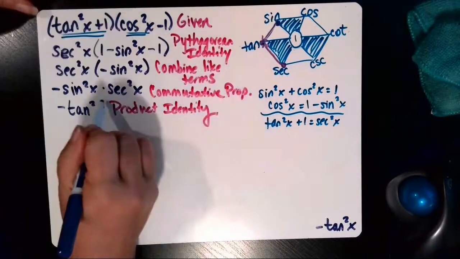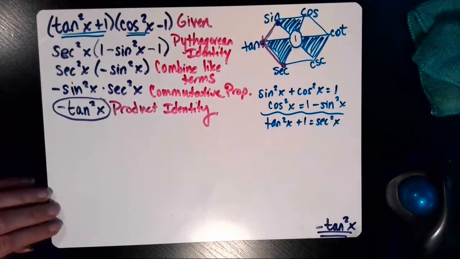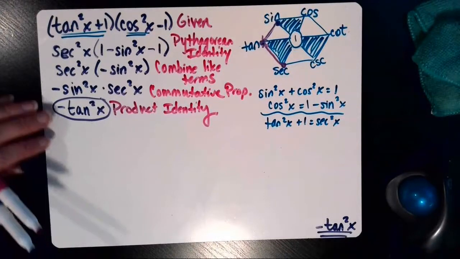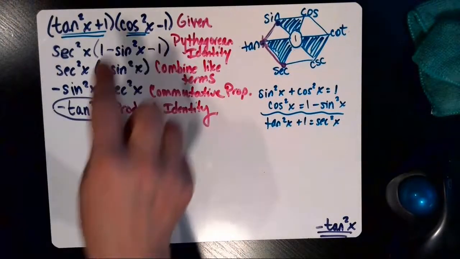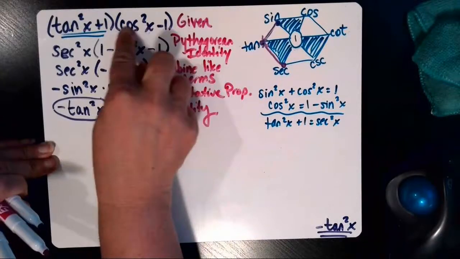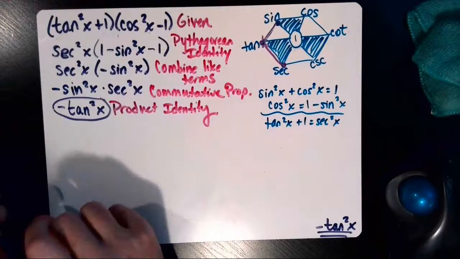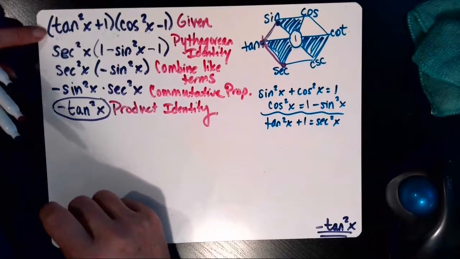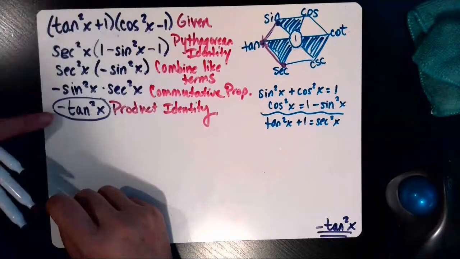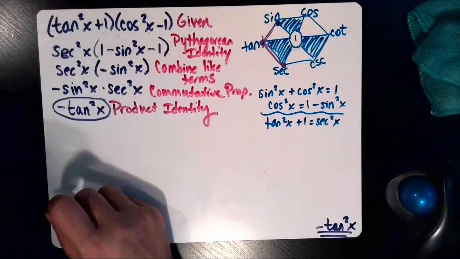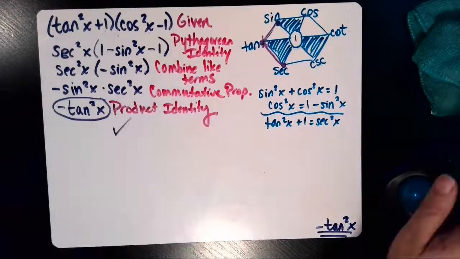And we've done it, right? We wanted to get that to match down here in the corner, negative tangent squared x, and we got that exact result. So now we have shown, using fundamental trig identities and a little bit of algebra, that tangent squared x plus 1, that quantity times the quantity cosine squared x minus 1, is in fact equivalent to negative tangent squared x. And so our identity has been verified.